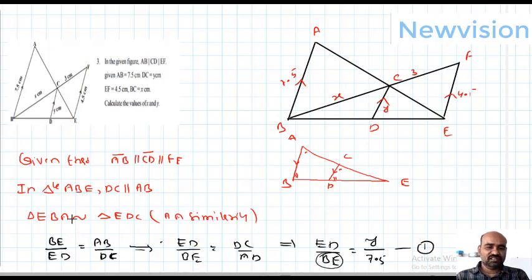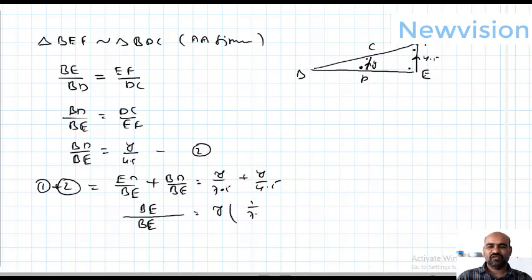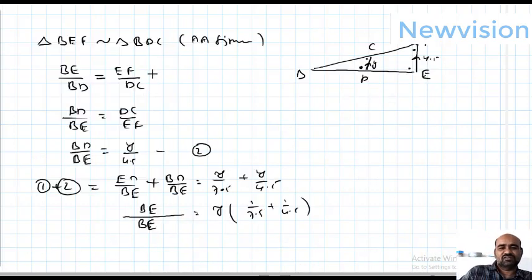While comparing these two similar triangles, I got BE by ED, but I converted BE into the denominator because I want to add these two. Now observe here why I used the inverted form, you can understand now. BE by ED plus BD by ED equals BE by BE, which is 1 only. So you can take Y common: 1 by 7.5 plus 1 by 4.5. Somewhere X is also given, so here you need to write that also.